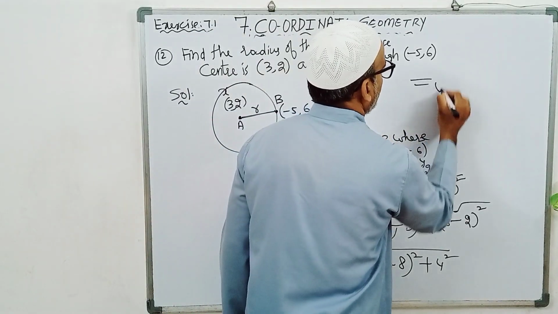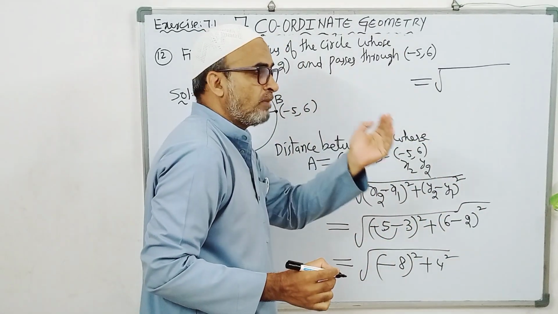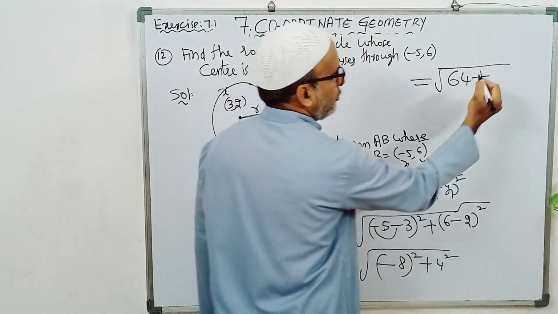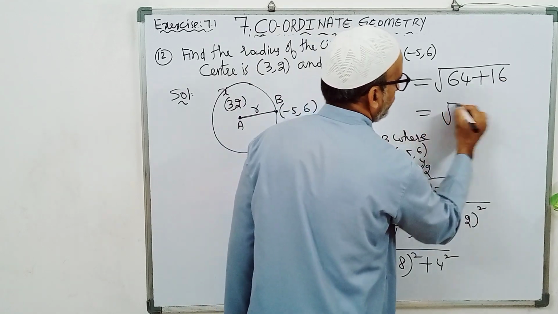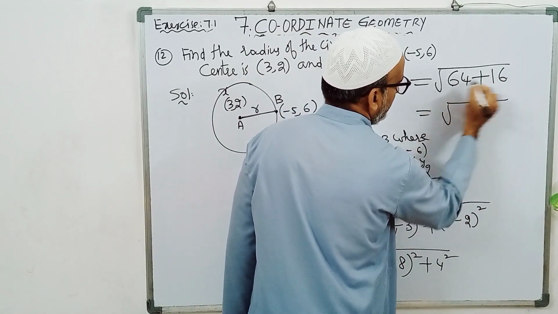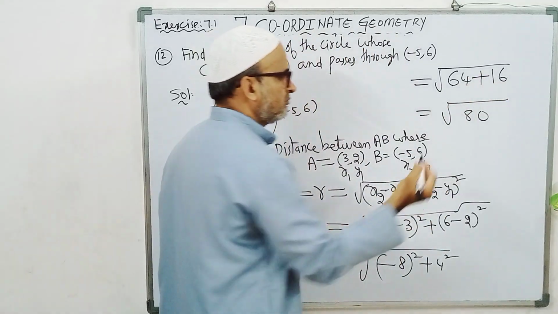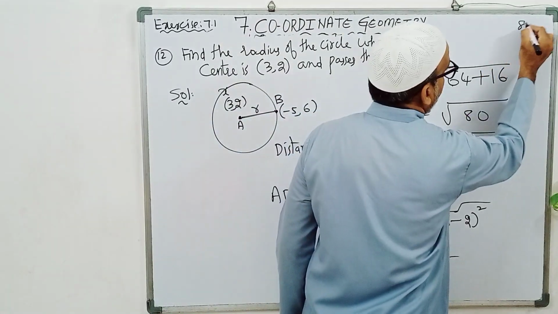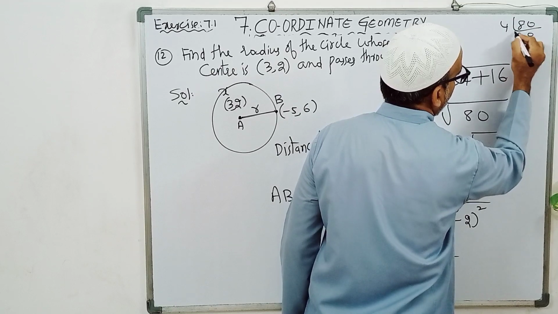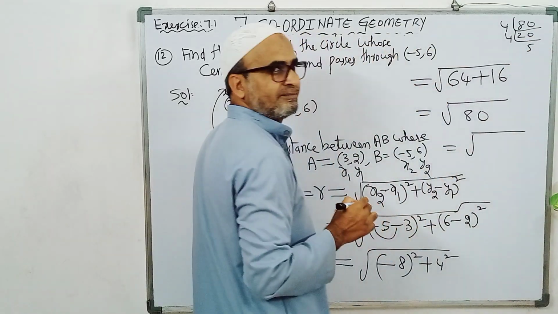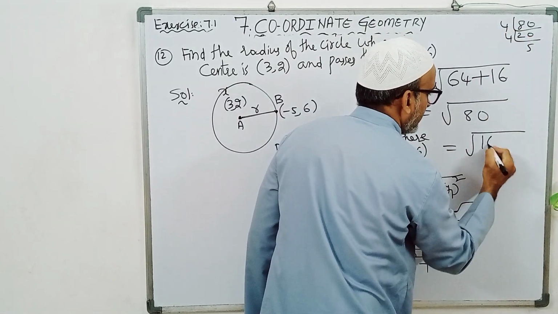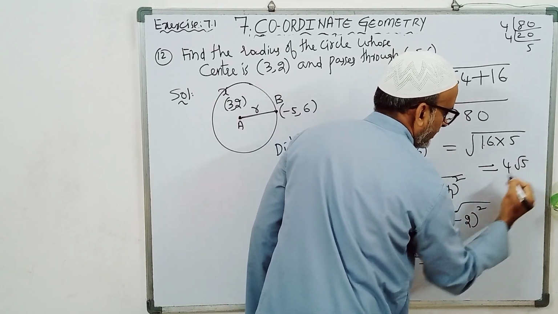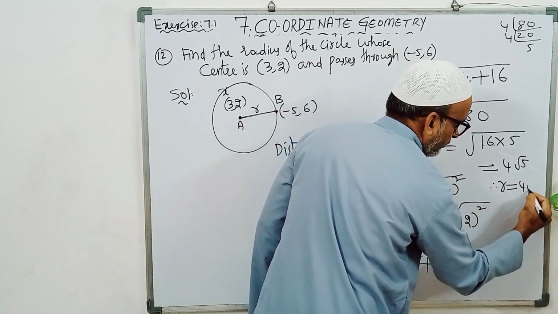This is equal to square root of minus 8 whole square, minus 8 into minus 8, minus into minus is plus, 8 8s are 64, plus 4 square, 4 4s are 16, is equal to square root of 64 plus 16, 80. Okay? This is equal to square root of 80. Can you do anything here? 80 means, you see, 4 2s are 8, 4 20s. Means 4 4s are 16 into 5. This is equal to square root of 16, you know, 4 root 5. Therefore, R is equal to 4 root 5.